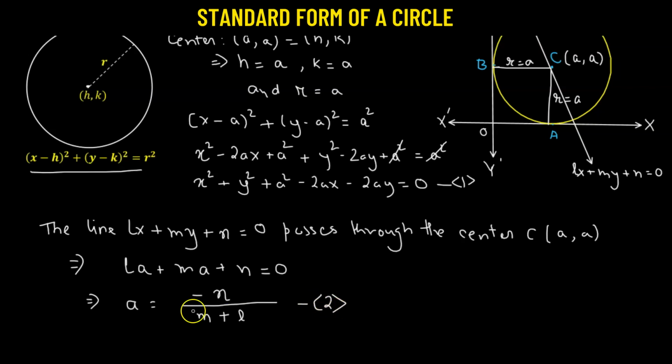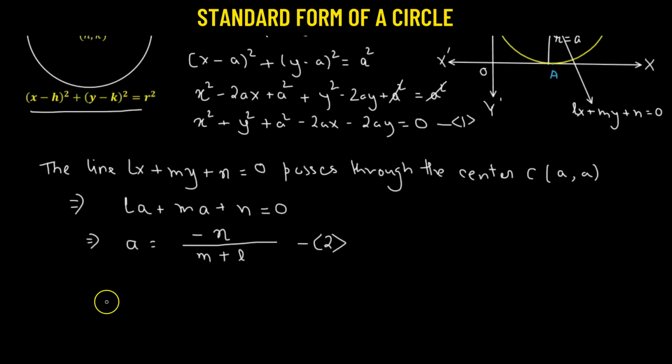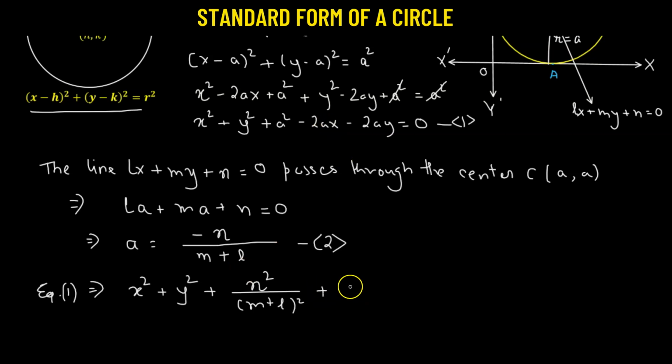Now that we have the value of a, we're going to replace this into equation number 1. The equation number 1, which is the equation of the circle, will now become x squared plus y squared plus a squared. The a squared will become n squared over (m + l) whole squared. Then we have negative 2a times x. So this will become plus 2n over (m + l) multiplied by x plus 2n over (m + l) multiplied by y. So that will be equal to 0.